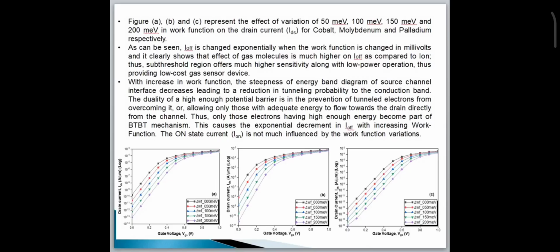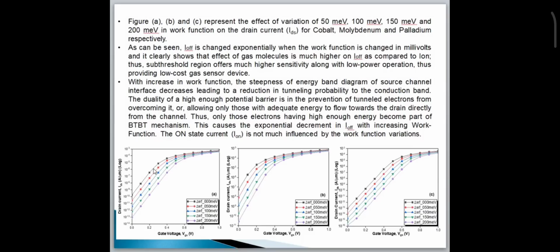With increase in work function, as we can note in the figure, the steepness of the energy band diagram at the source channel interface decreases, leading to a reduction in the tunneling probability to the conduction band. By reduction in the tunneling probability, the off current starts decreasing. We can note in the figure that if you increase the gate work function, the tunneling probability is reduced in the off state, which results in a decrease in the off current of the device.